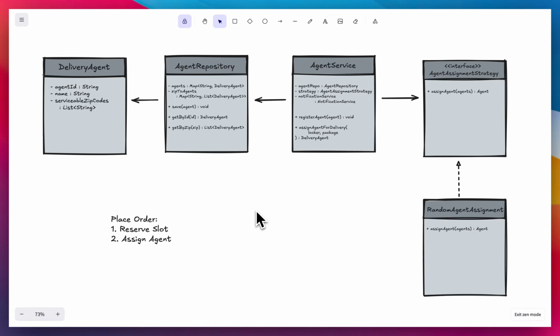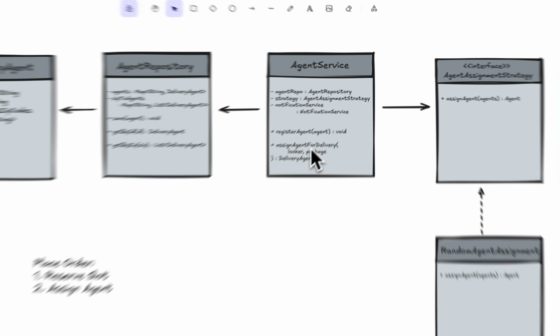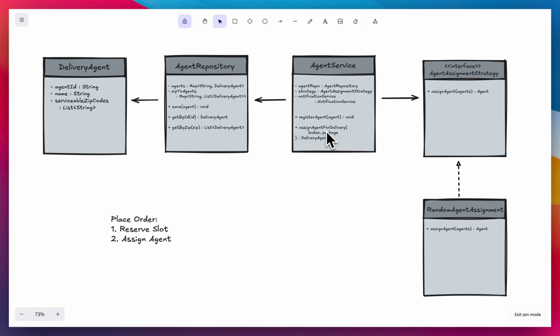And one more thing that I forgot to mention is, once you place the order, apart from reserving the slot, you need to also assign the agent. Okay. So this second step will be done with the help of this agent service. So in the agent service, we have a function called assignAgentForDelivery, which will basically be assigning the agent. So in order to understand this function, let's first try to understand the DeliveryAgent class.